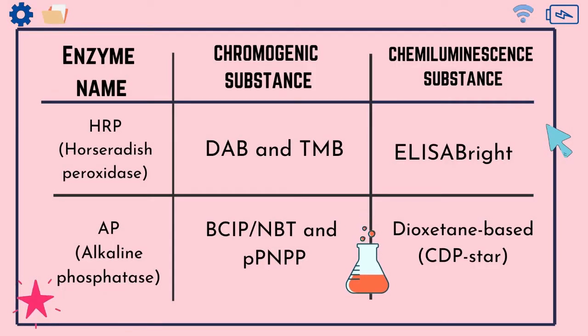Now we are going to talk about which enzymes are involved in ELISA tests. This table shows the two most common enzymes that are used in ELISA tests. Firstly is HRP, which is horseradish peroxidase. Secondly is AP, which is alkaline phosphatase.